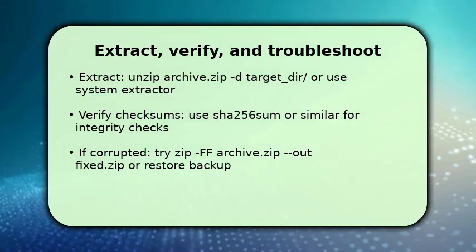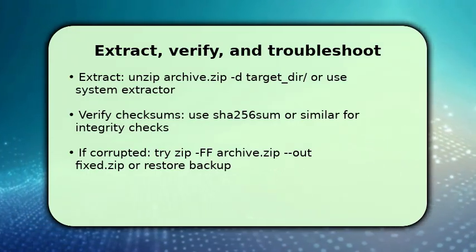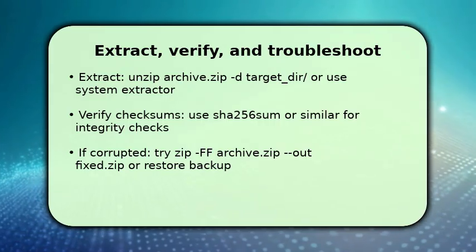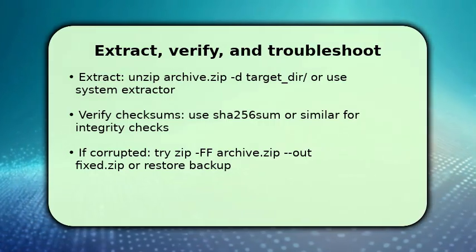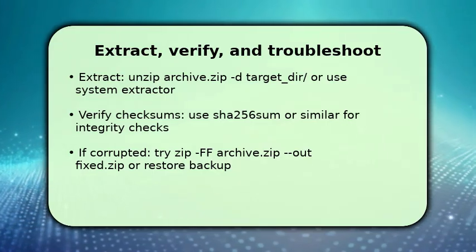If the archive reports errors or extraction fails, try repairing with zip -FF archive.zip --out fixed.zip, or restore from your backup copy. If passwords fail, remember that brute forcing is impractical. Check for typos and re-request the password from the sender.